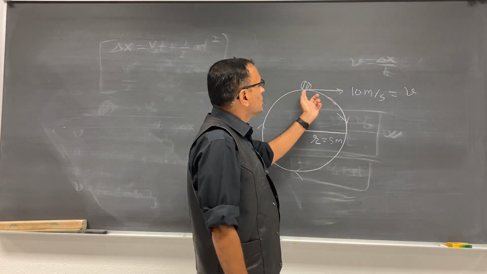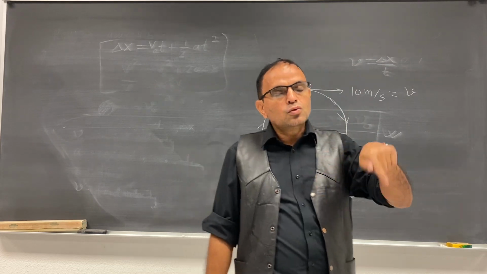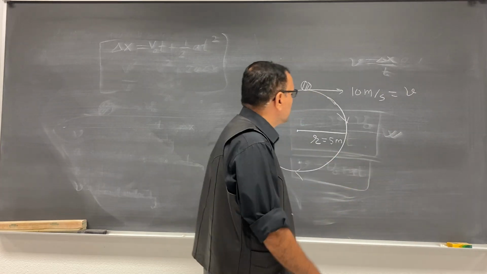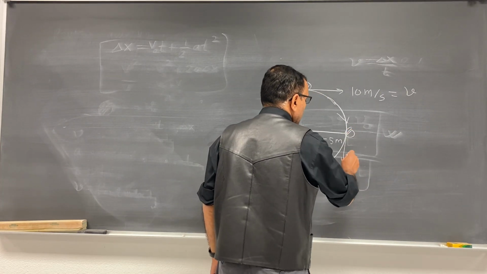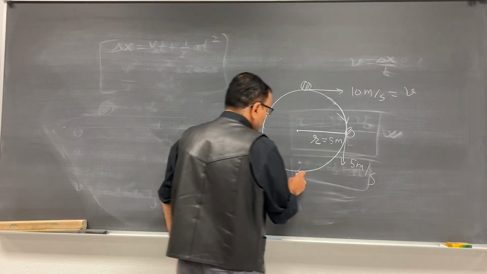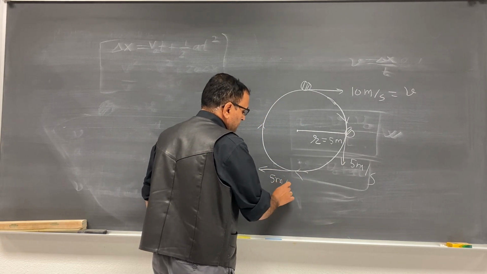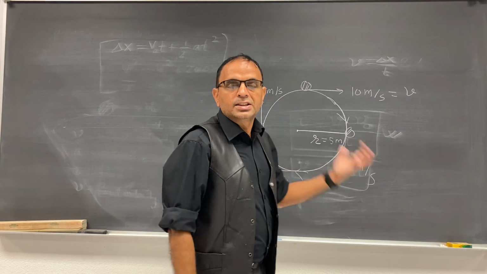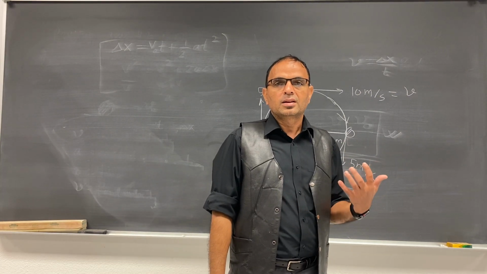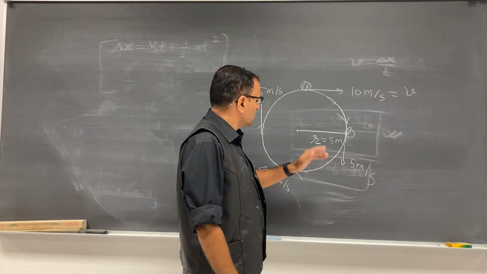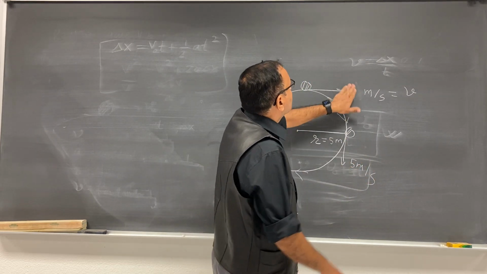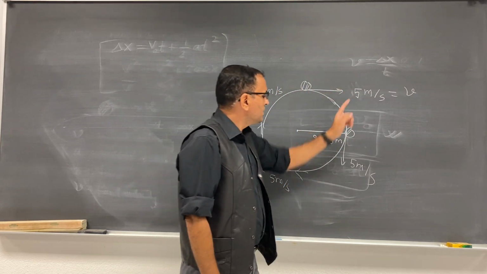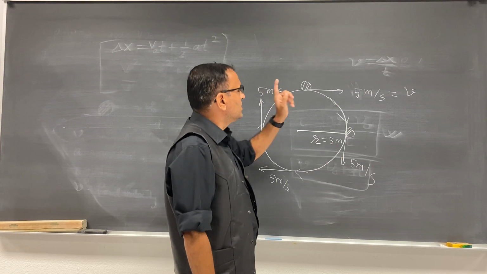Let us suppose the object is moving in a circular path at a constant speed of 5 meter per second everywhere. Is the velocity constant here? What do you think? No, sorry, not 5 meter, I'm sorry. Let me make this 5 meter, okay? So 5 meter per second everywhere.